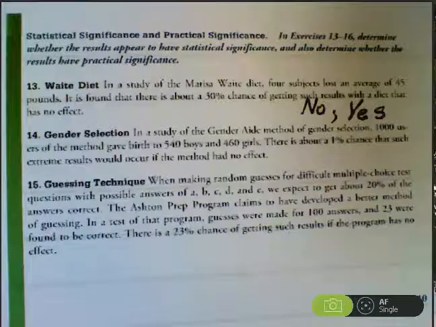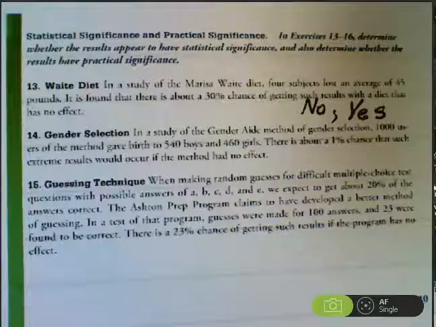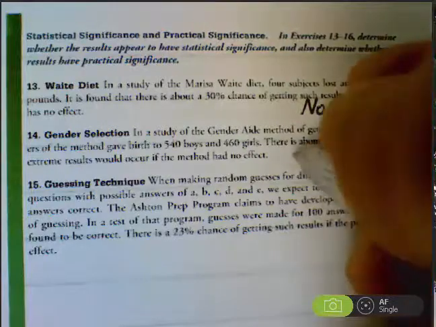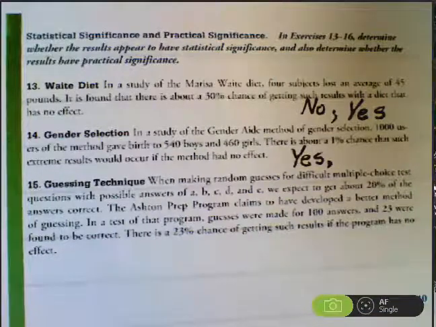boys and 460 girls. There's about a 1% chance that such extreme results would occur if the method had no effect. Again, the question of statistical significance just looks at that 1% chance. Would you say 1% chance is unlikely? Well, we're going to have an official definition of unlikely later, but for right now, I'm going to say 1% is a pretty small chance. 1% is unlikely. It doesn't happen 99 out of 100 times. So if there's only a 1% chance of those results happening by chance, then yes, those results are statistically significant.